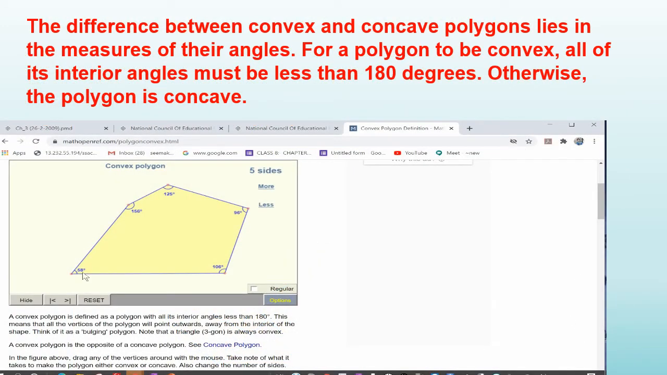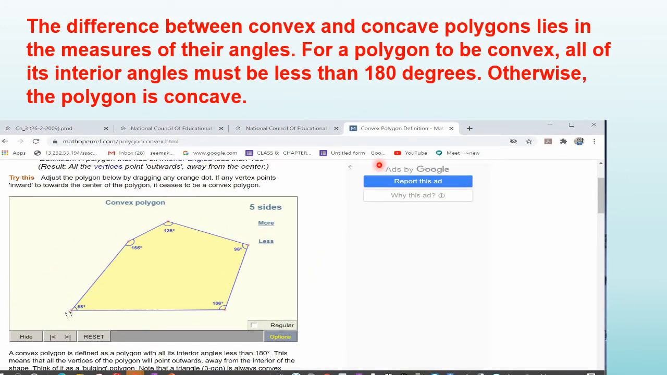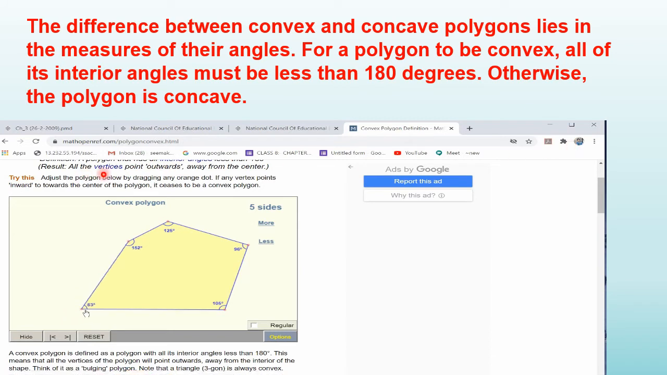The difference between a concave and a convex polygon lies in the measure of their angles. For a polygon to be convex, the interior angles must be less than 180 degrees. So in a convex polygon, all the angles are less than 180. It means it is bulging outwards. In a concave polygon, you will find at least one angle greater than 180.